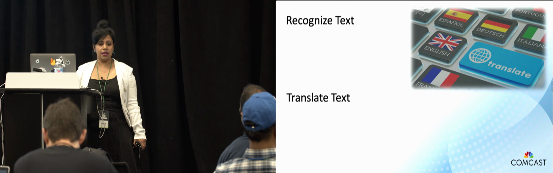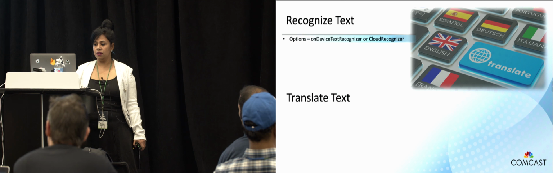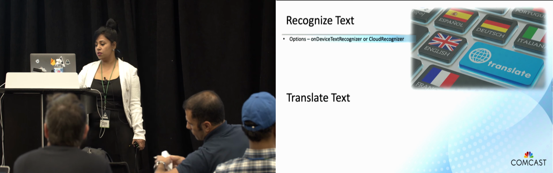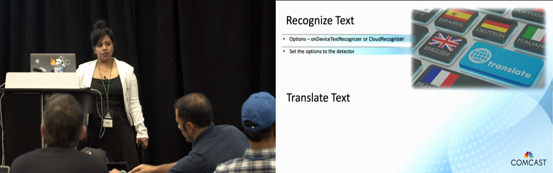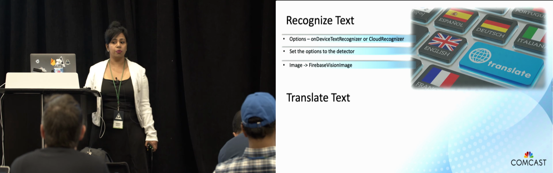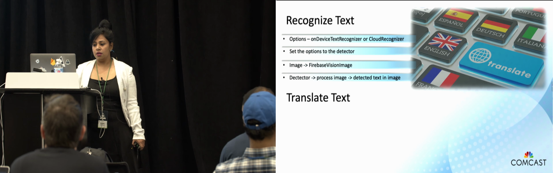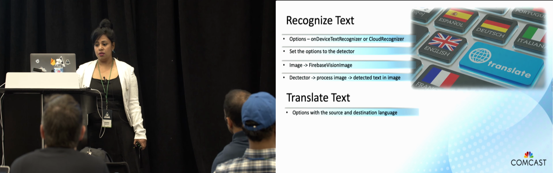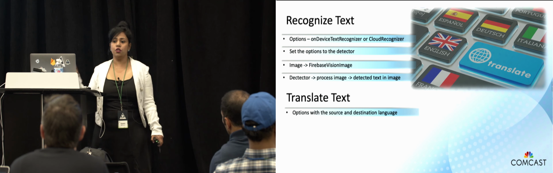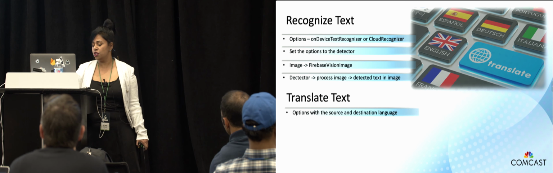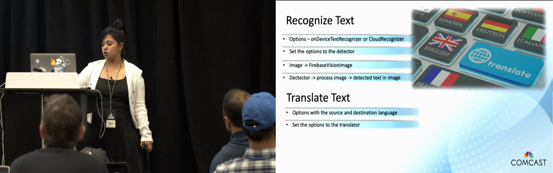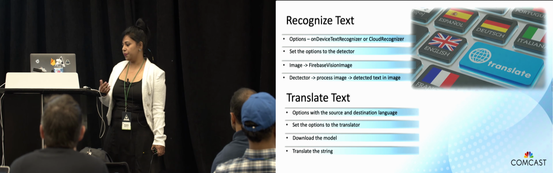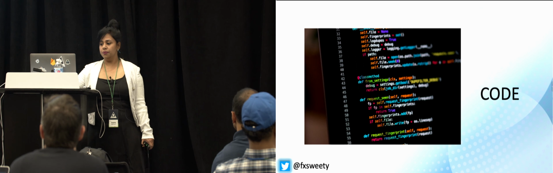First one is recognize text. For that, it would be the same. You have to set the options to say whether to recognize using on device or on cloud, then set your options to the detector, and then convert your image to Firebase Vision image. And then the detector processes and gives you the text in the image. Next, for translating, you have to set what's your source and target language. And then you set those options to your translator, download the model, and then the translator will translate the string for you. Let's quickly look at the code.